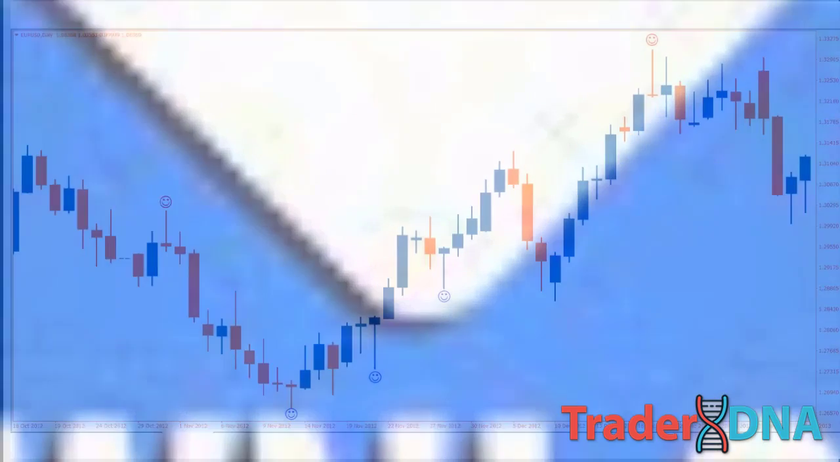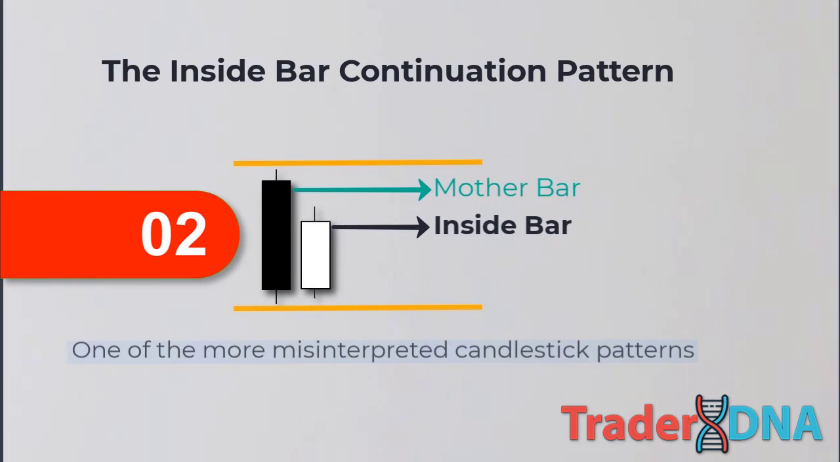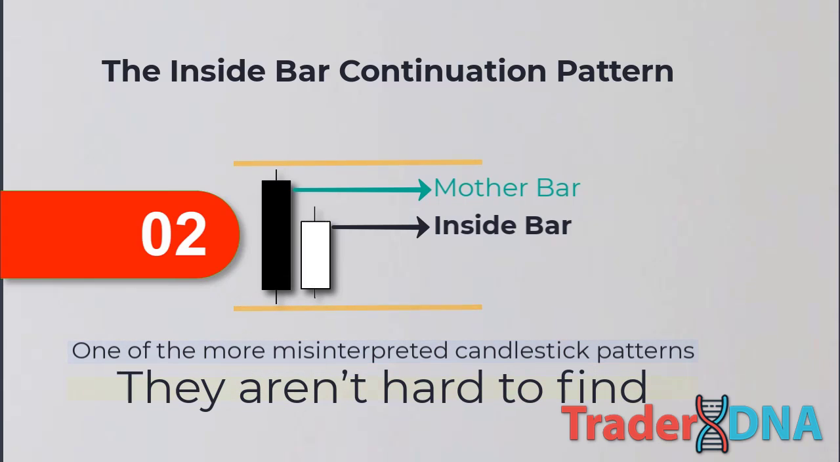Number 2. The inside bar continuation pattern. The inside bar is one of the more misinterpreted candlestick patterns simply because they aren't hard to find. This observation is especially true for those trading anything less than the daily charts.